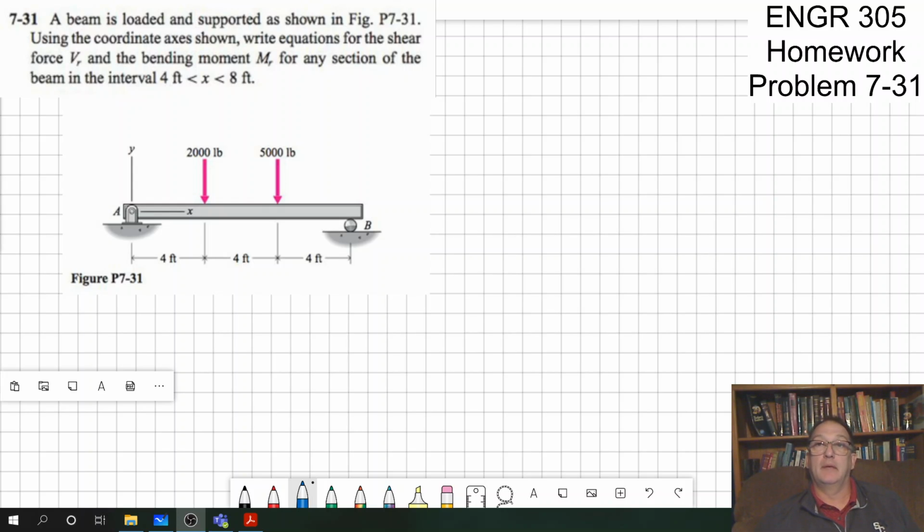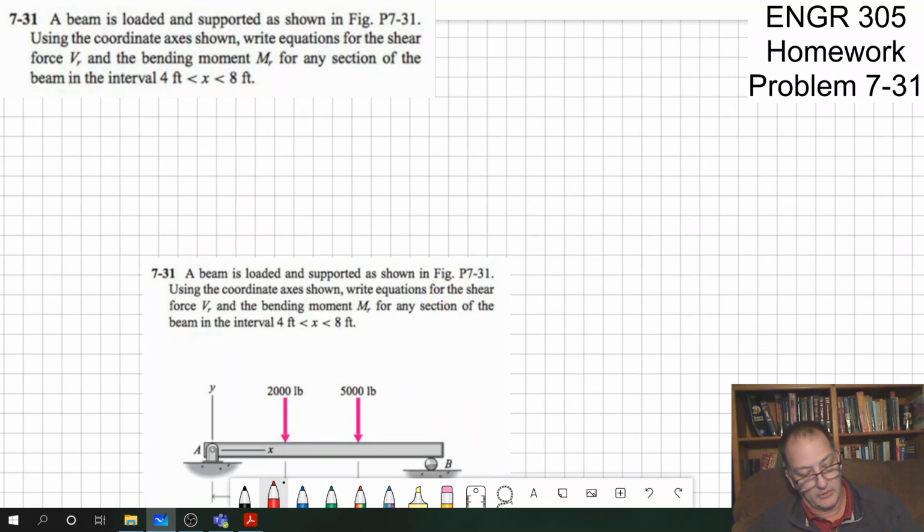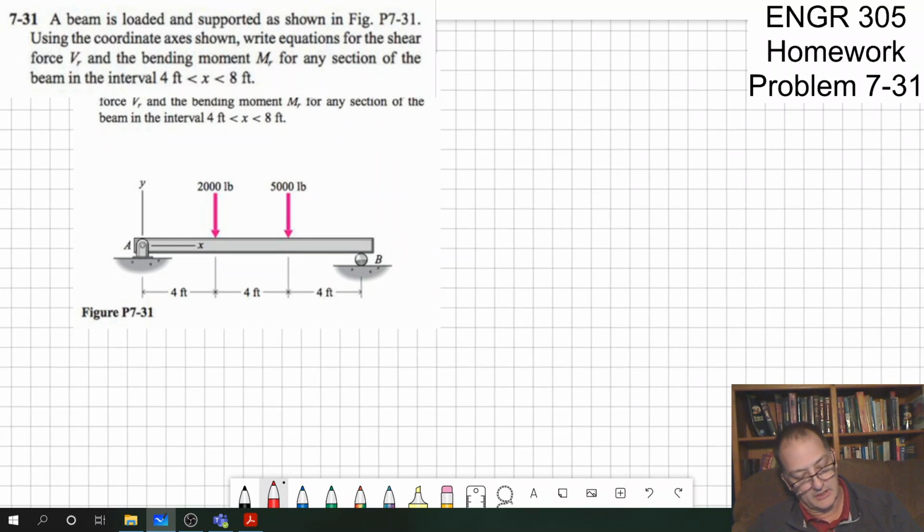Problem 31. A beam is loaded and supported as shown in the figure. Use the coordinate axes shown, so they've got X and Y. And I can write it on there. Yeah, so now you're seeing the miracle of television. There's my X, there's my Y.